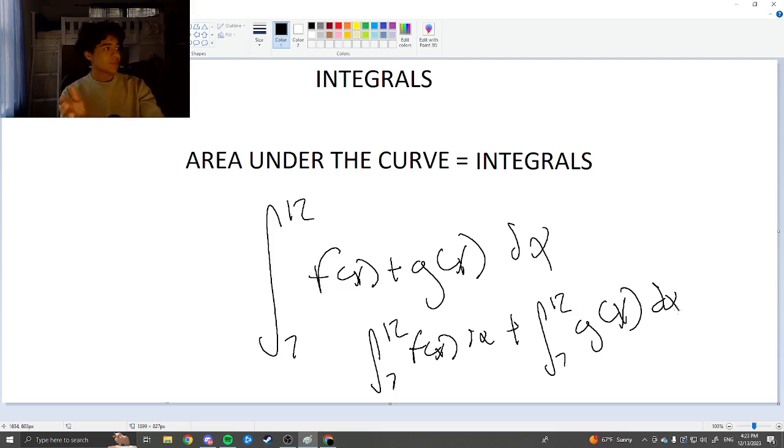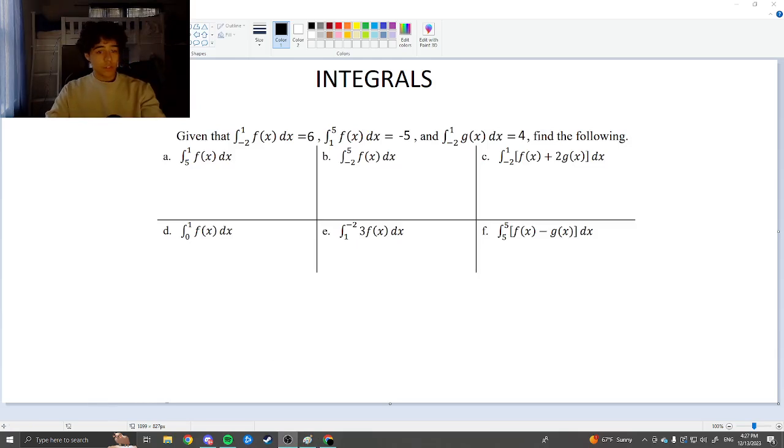And again, integrals is the same thing we've been doing with area under the curve, dividing it up into shapes. And if you can't do that, then using Riemann sums. So right now, I have some integral practice problems. So let's try and solve these.